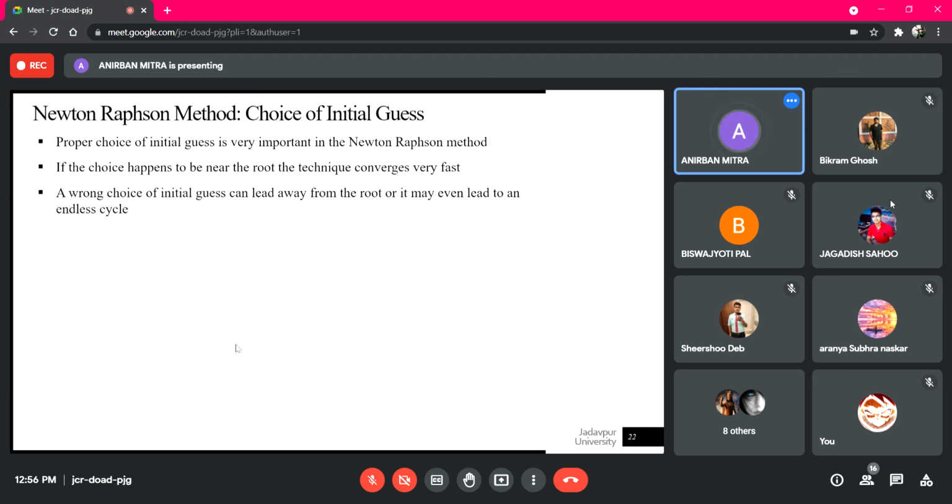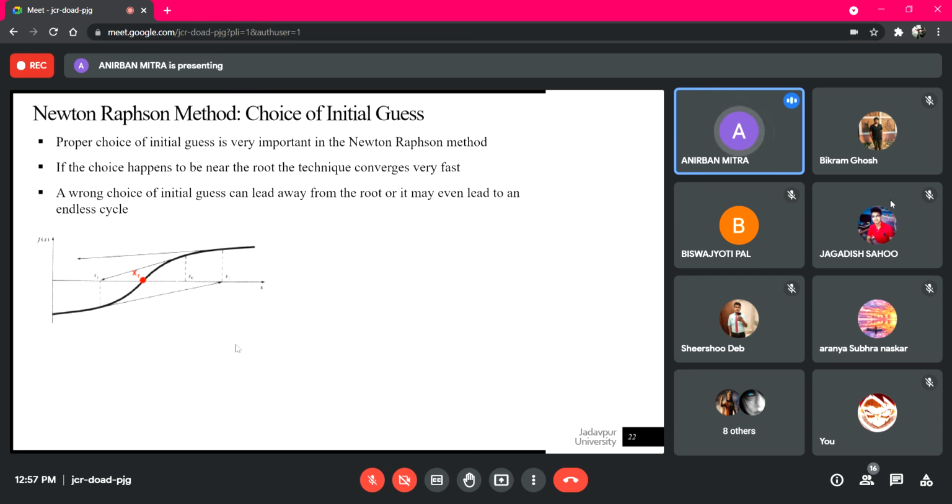I have already told you that a wrong choice of the initial guess can lead away from the root, and it may even lead to an infinite cycle. It might fall into an infinite loop. Let me just... Sir, is there any particular method to choose the initial guess, sir? I will come to that. Let me just discuss some of these details, then I will come to it.